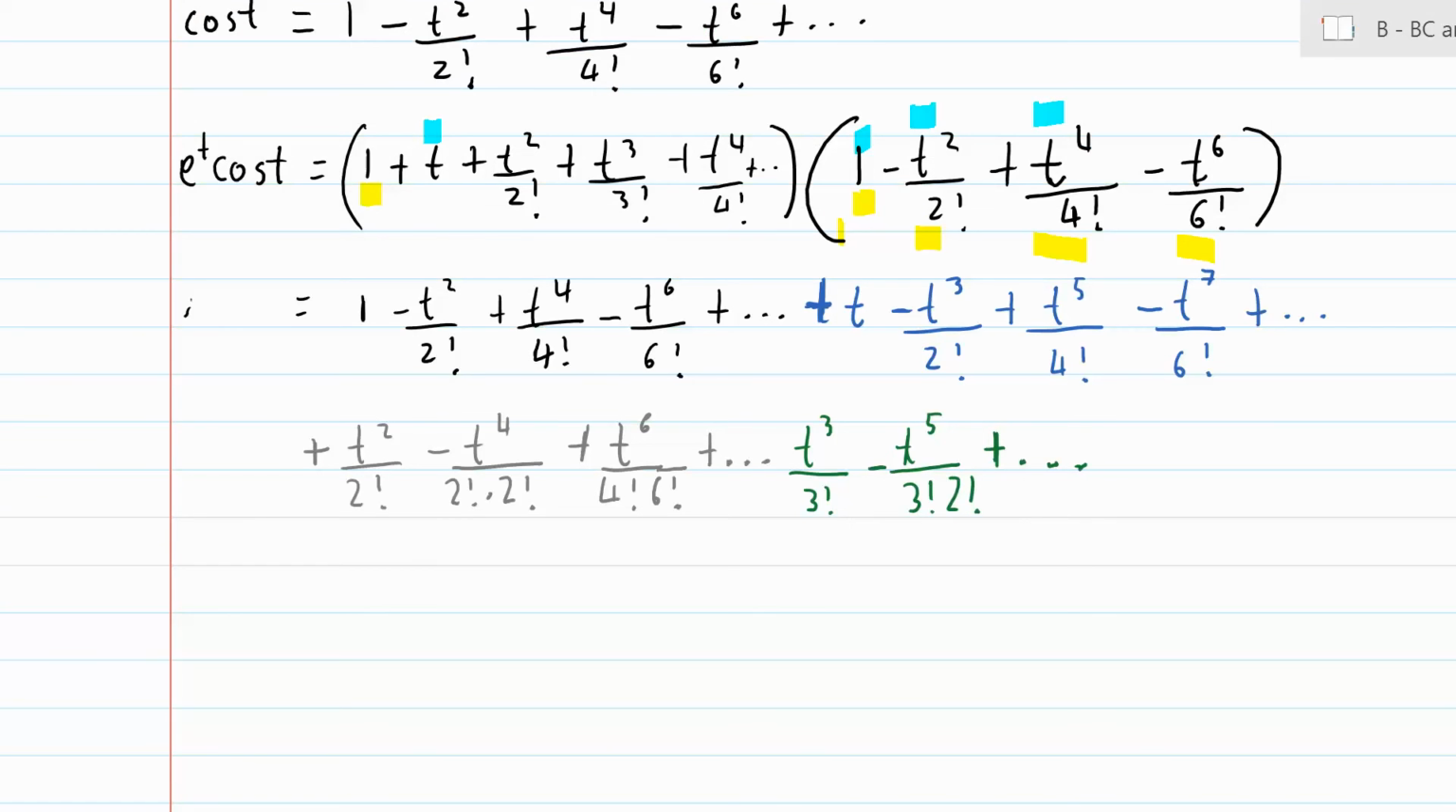Just going to use black again. For t to the 4, which is the fifth term here, if we multiply it by 1, we know it's t to the 4 over 4 factorial.